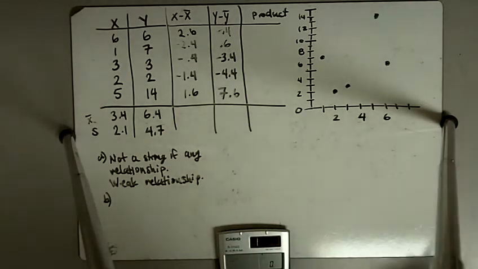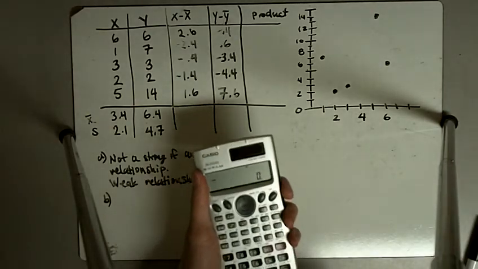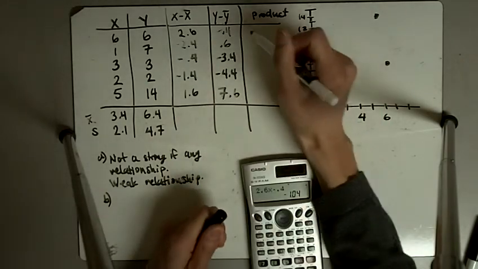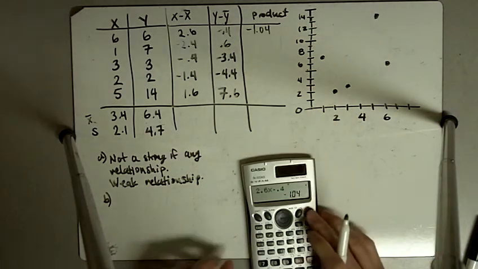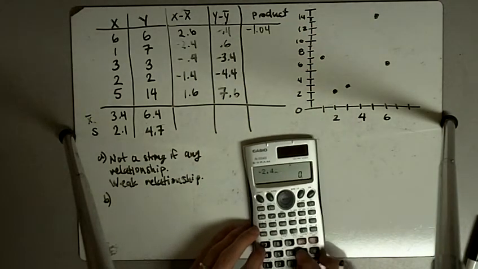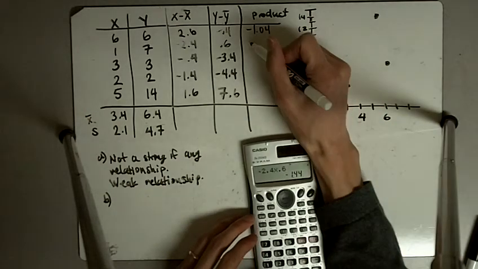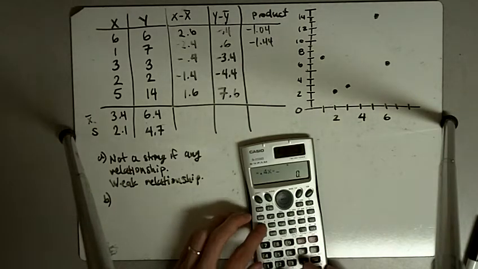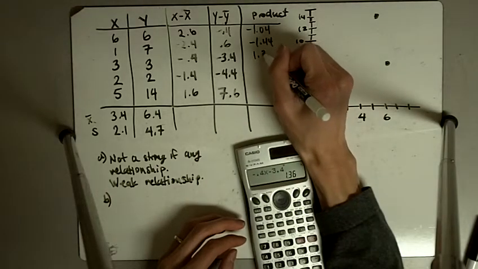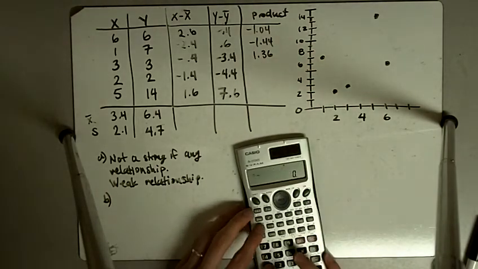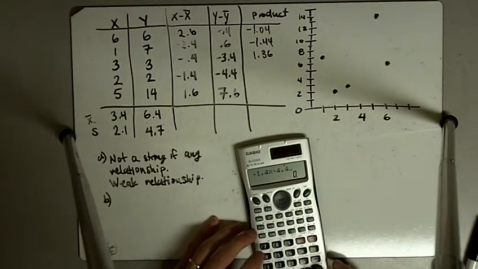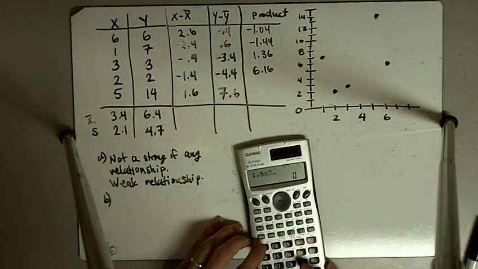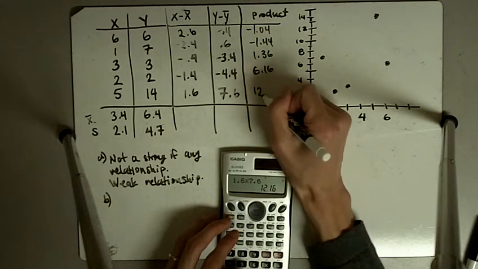So I have 2.6 times negative 0.4, which gives me negative 1.04, and negative 2.4 times 0.6 gives me negative 1.44, negative 0.4 times negative 3.4, 1.36, negative 1.4 times negative 4.4, 6.16, and finally 1.6 times 7.6 gives me 12.16.